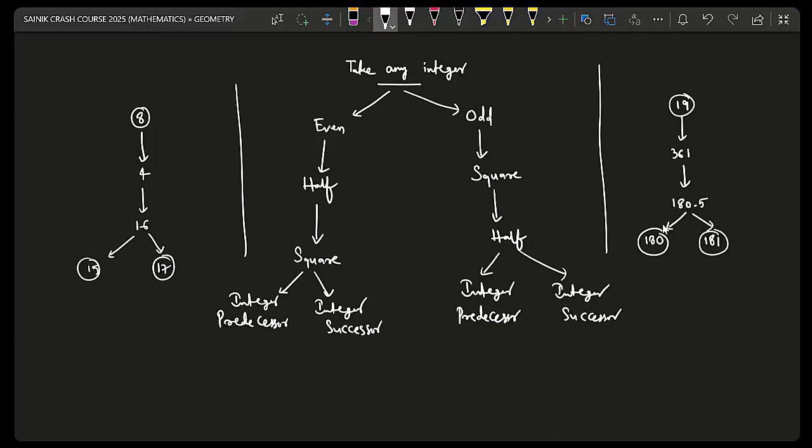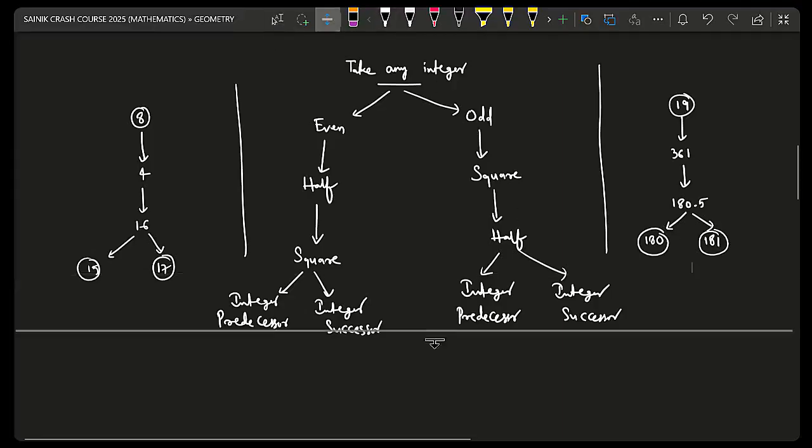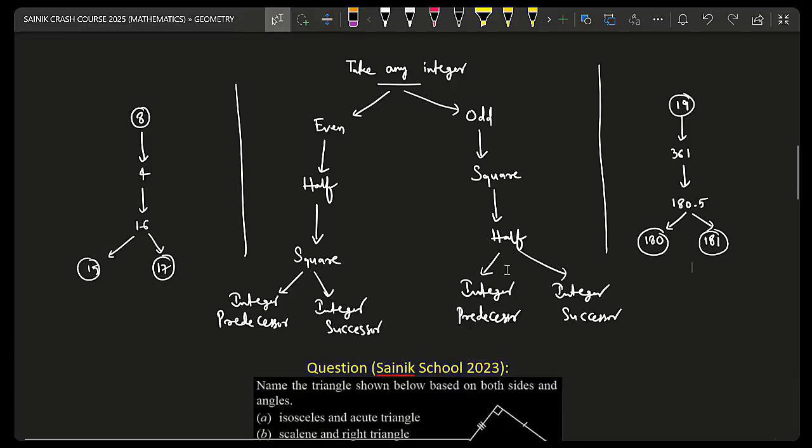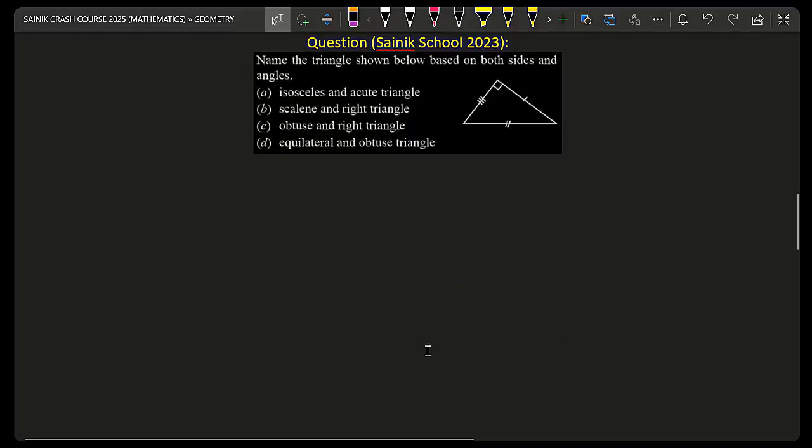So this is about the classification of triangles, and let's solve the questions based on classification of triangles. Ritvik, you can mute. This question came in the 2023 exam. Name the triangle shown below based on both sides as well as angles. So who is going to answer this? Yes, Daksh. Daksh, what is the answer? Sir, option B.